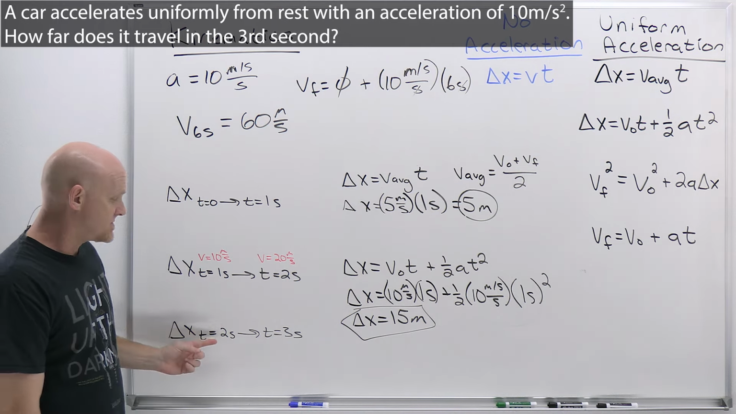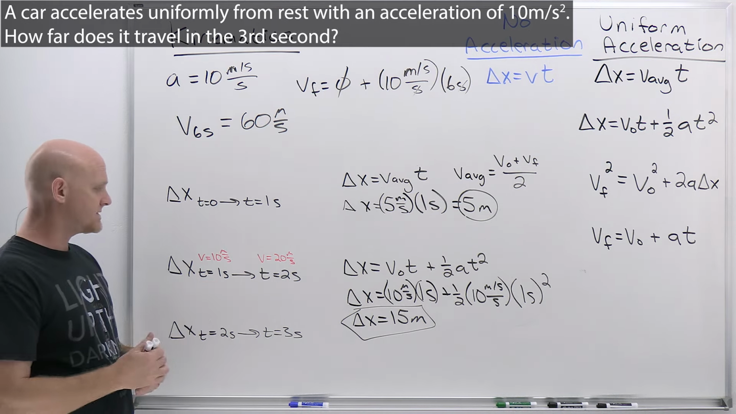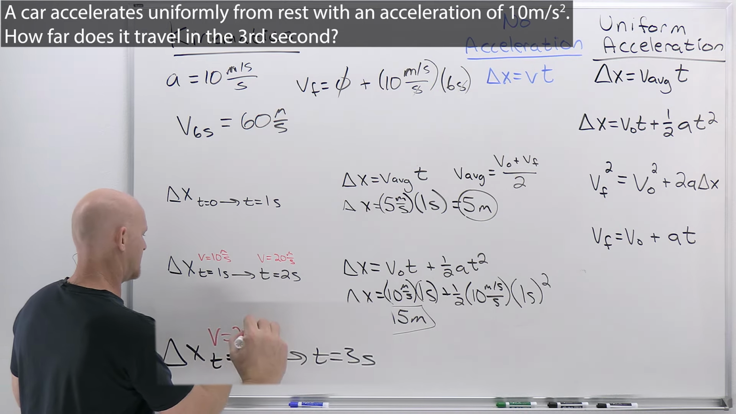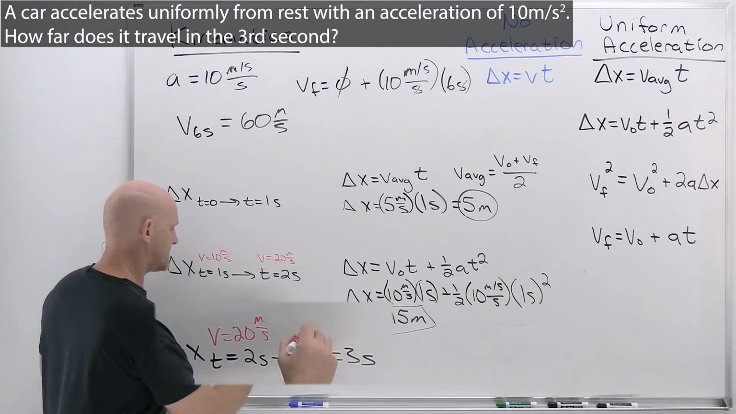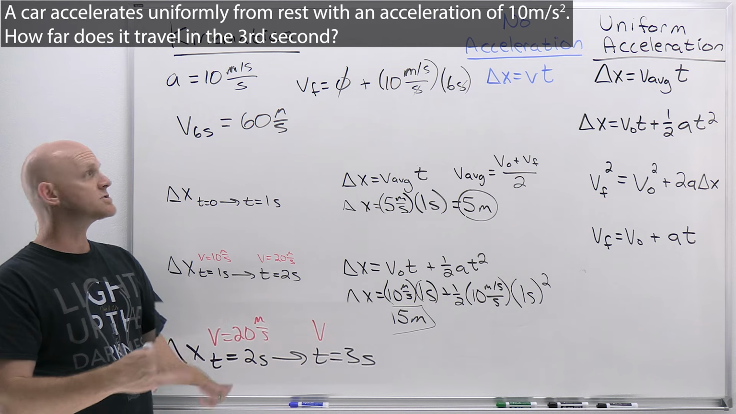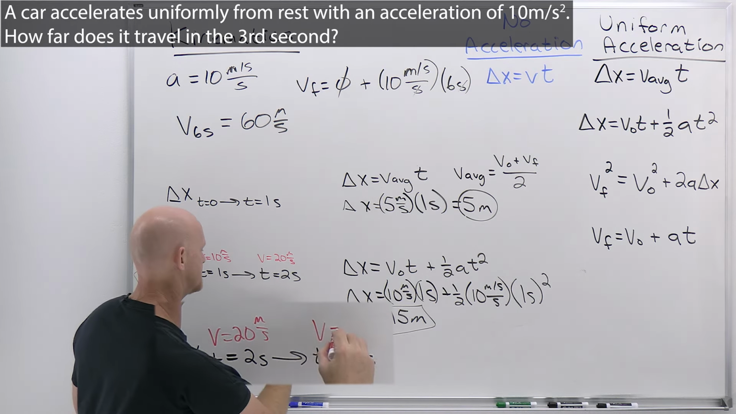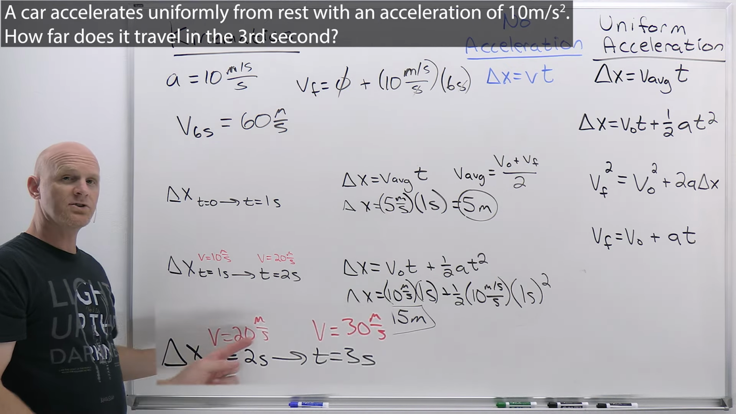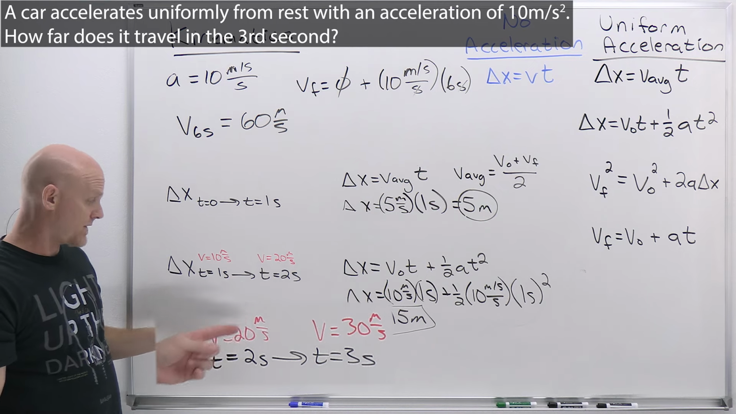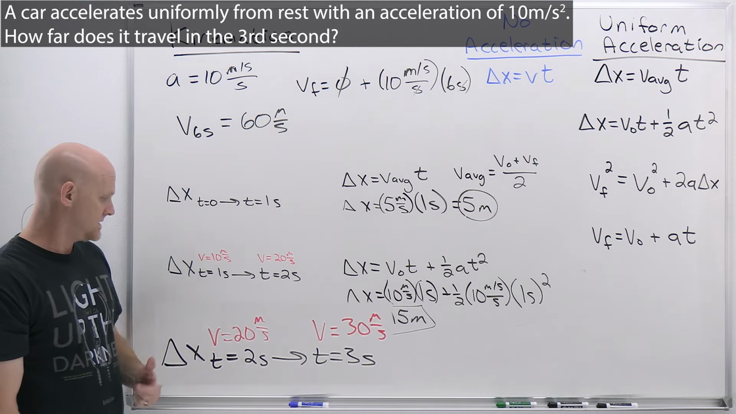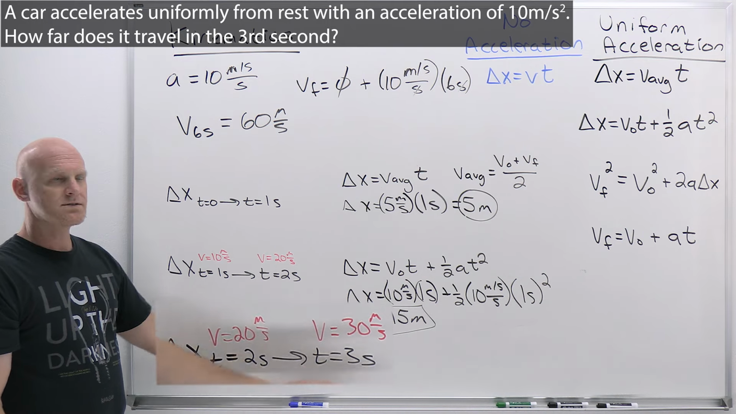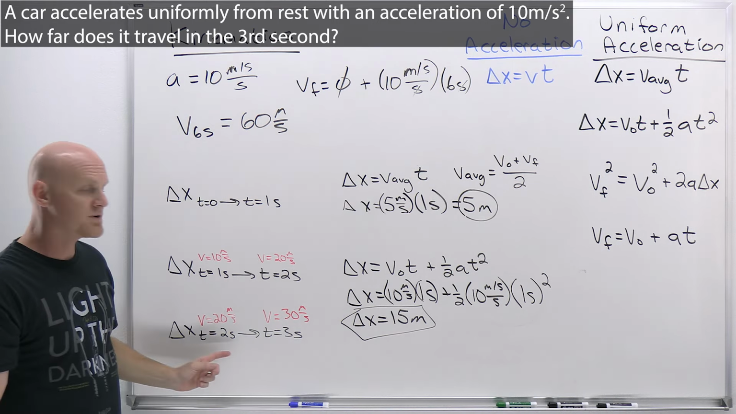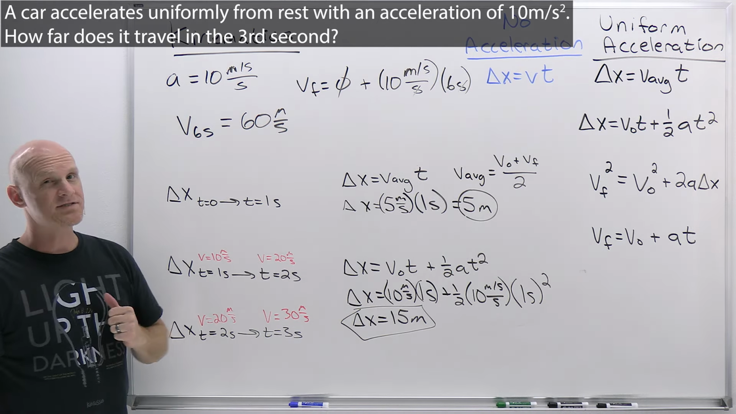All right, last one here, from 2 seconds to 3 seconds. At t equals 2 seconds, our velocity was 20 meters per second. By the time we get to t equals 3 seconds, it'll have gone up an additional 10 meters per second based on the acceleration, so it should be 30 meters per second. That means the average velocity during that 1 second duration is exactly halfway in between, 25 meters per second. The whole time is 1 second, so average velocity of 25 meters per second times 1 second should be 25 meters. And again, we just did it in our head.